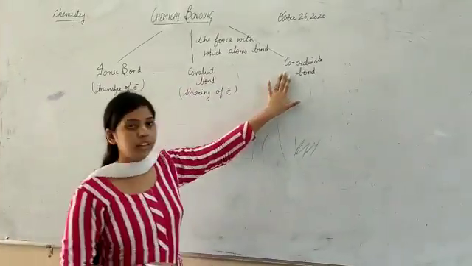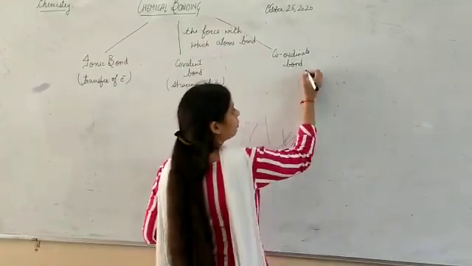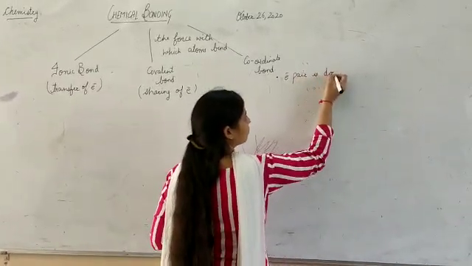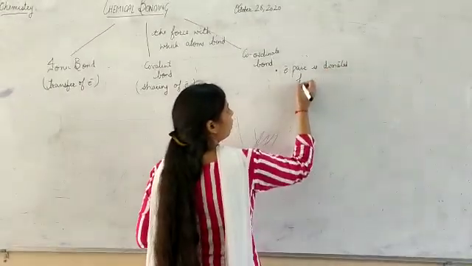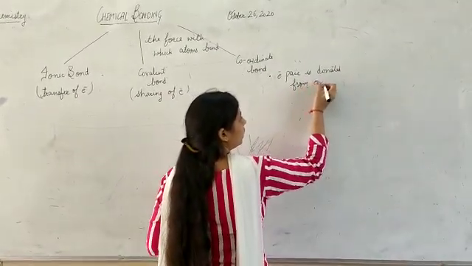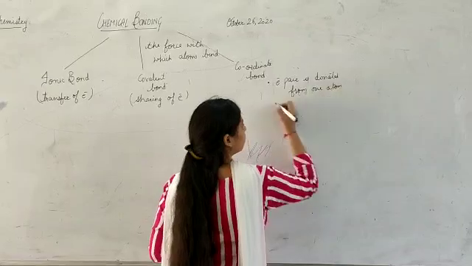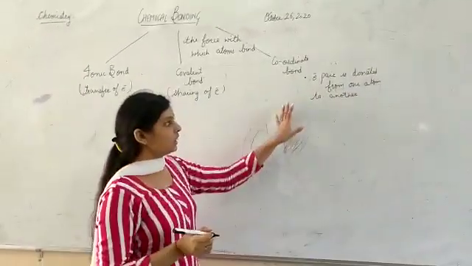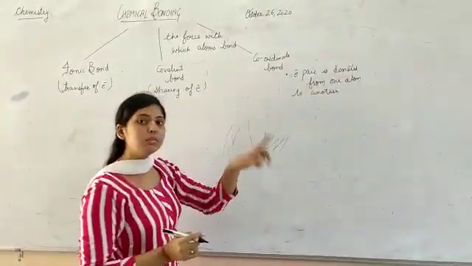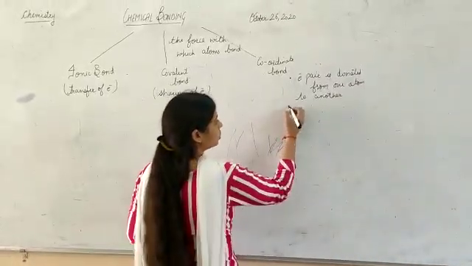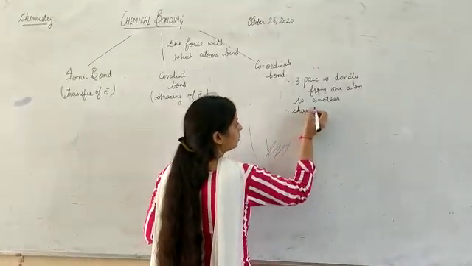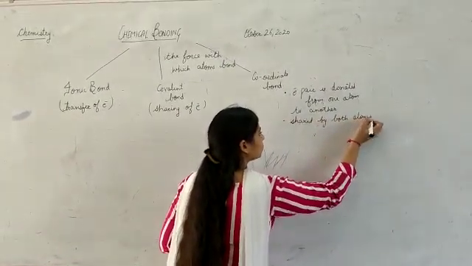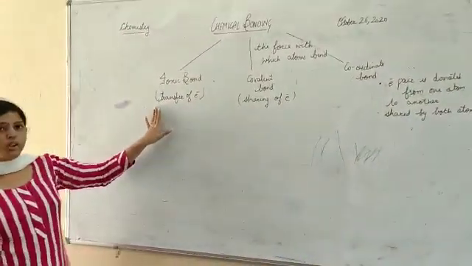And in the case of coordinate bond, we have two conditions. The number one is electron pair is donated from one atom to another. And the second condition is this electron pair must be shared by both the atoms. So, shared by both atoms. These are also the definitions of the three bonds.